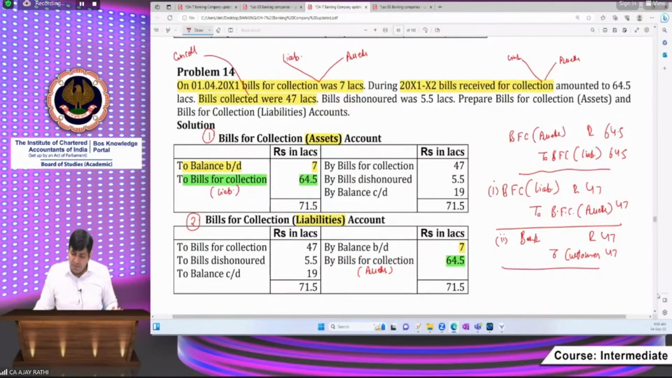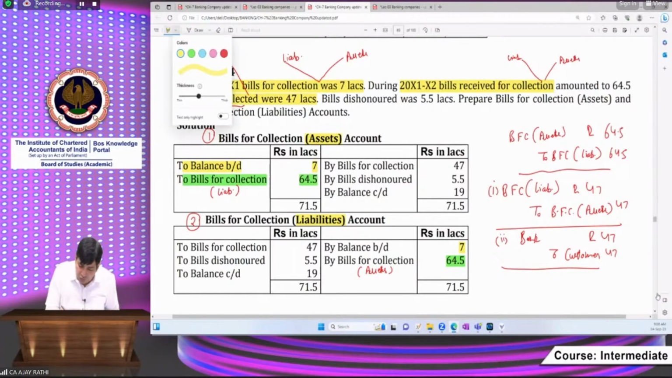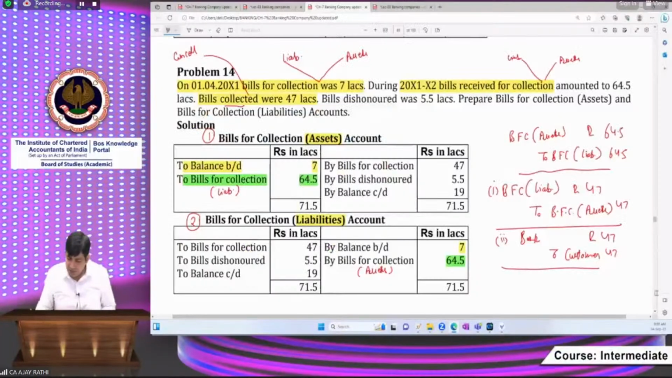Now, beta, see, bills collected. Okay, then collected. Then 47 lakhs will be there. That has to be cancelled. Okay, beta. So what entry will be there in the case of bills for collection liability account? Sir, there will be 'to bills for collection'. Please write down in bracket, assets.